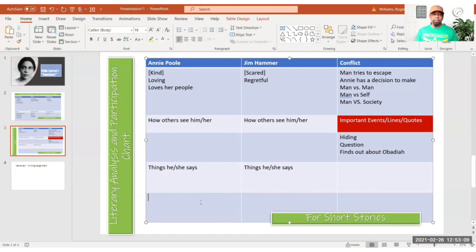Important events, lines, and quotes. There would be parts where the hiding would be important. The questioning would be important when the lawman comes into the story. And her epiphany when she finds out her son was shot. Those are important things. And these are all important for later, the kids will realize. So things he says, things she says. She says something like, thank your Jesus for your black face.